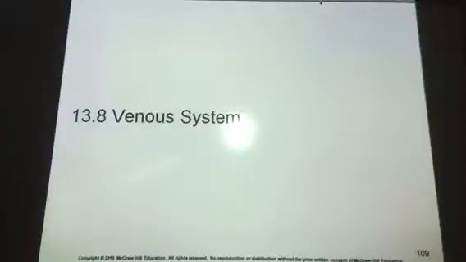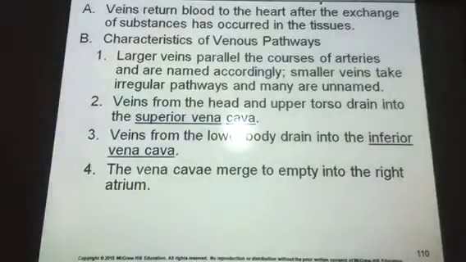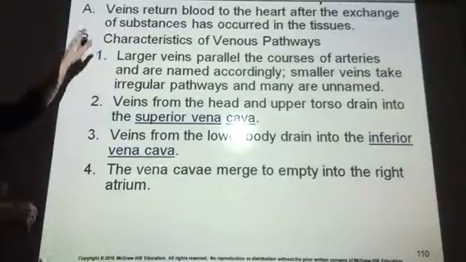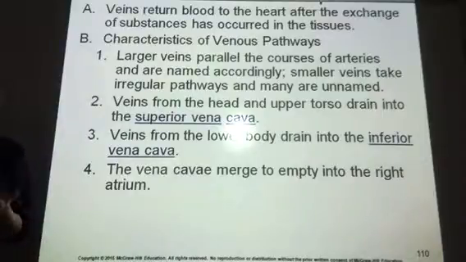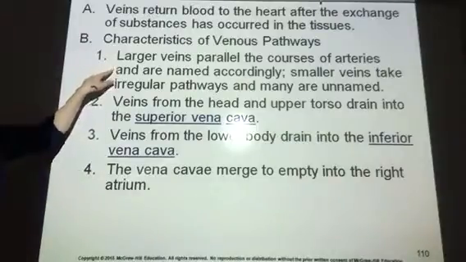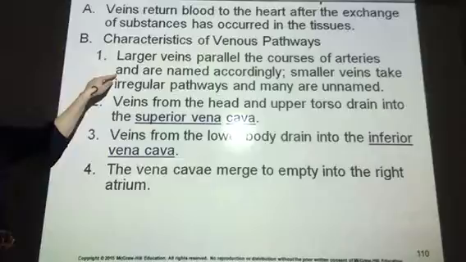Moving on to the veins. Veins are going to bring blood back to the heart, deoxygenated blood. And the good thing about arteries and veins is a lot of them have the same names. So like, you know, femoral artery, femoral vein, a lot of them will have the same name because they're in the same area. So veins bring blood back to the heart after exchange, so they've dropped off their nutrients, they've dropped off the oxygen. Larger veins run right along arteries, and like I said, they're going to share names often. They're named accordingly.